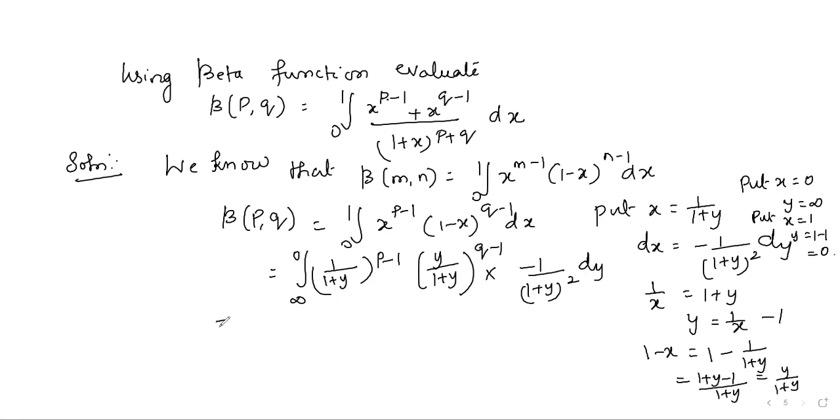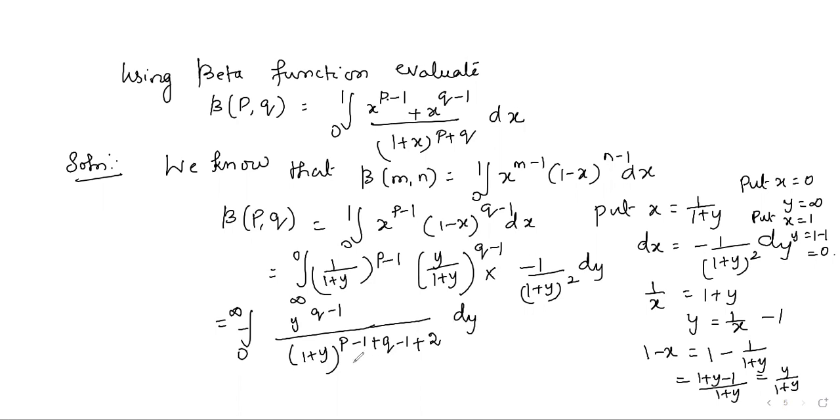So I have to simplify this. I'll be getting integral 0 to infinity. Then my numerator will be y power q minus 1. The denominator all will be 1 plus y. Since the base is the same, I have to add the powers. The first power is 1 plus y power p minus 1, and here also it is (1 plus y) whole power q minus 1. Then plus here it is (1 plus y) whole power 2, so therefore 2 dy. And the minus sign I can take outside.